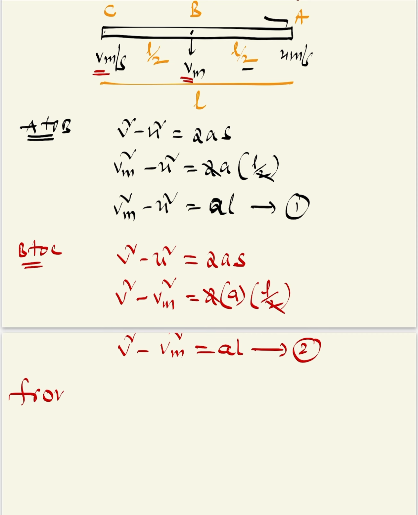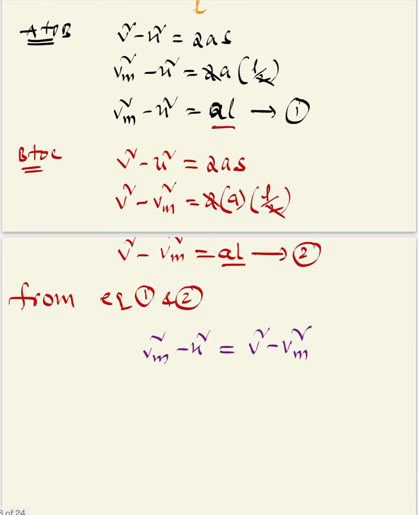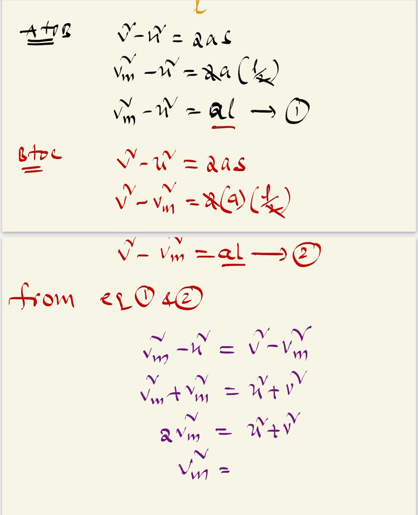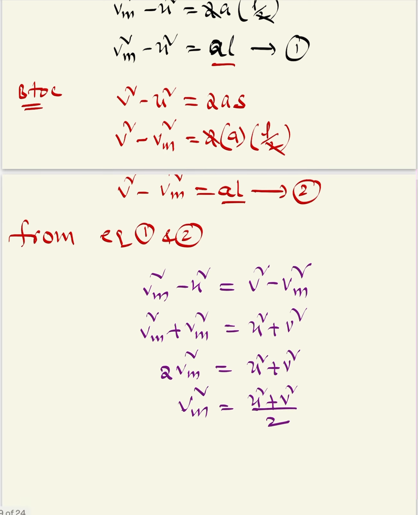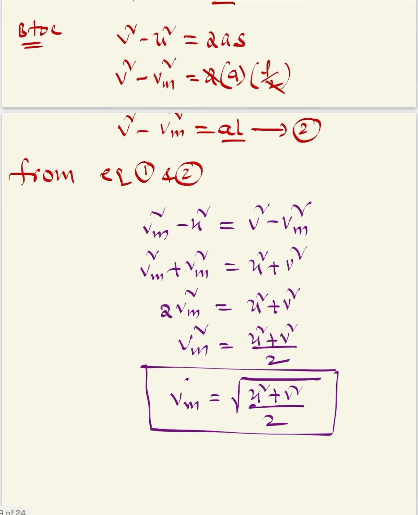So now from equations 1 and 2, aL and aL are equal. So Vm square minus u square equals v square minus Vm square. You can transpose Vm to one side: Vm square plus Vm square equals u square plus v square. So 2 Vm square equals u square plus v square. So Vm square is u square plus v square by 2. So finally mid velocity Vm equals under root of u square plus v square by 2. So this is Vm, the mid velocity, u is the velocity at the engine, and v is the final bogie velocity. So I hope you understand this first application, right?